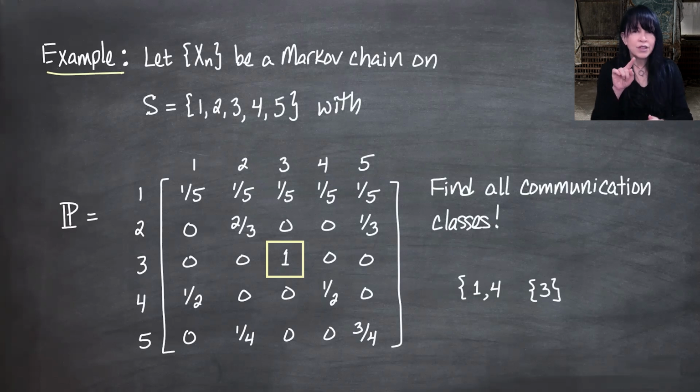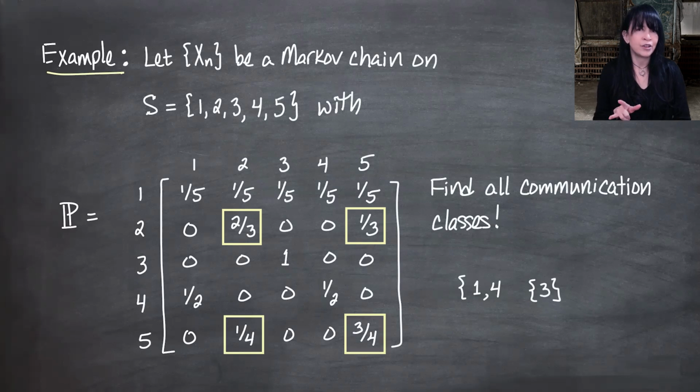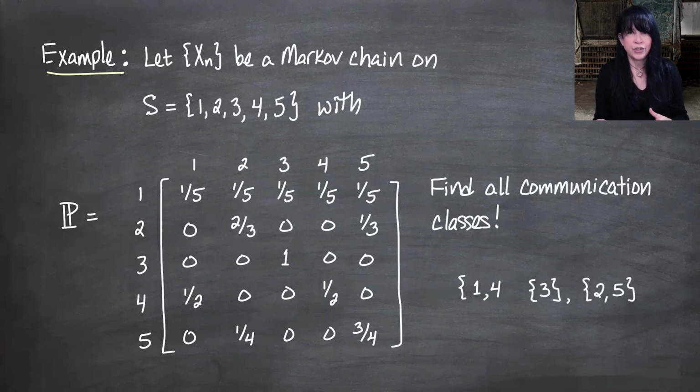And then if you zero in on states 2 and 5, you'll see that from 2, I can go to 2 or 5. And from 5, I can go to 2 or 5. So 2 and 5 clearly communicate and can't get anywhere else. So they are in a closed set of states, if you will. I'm going to call this 2 and 5.